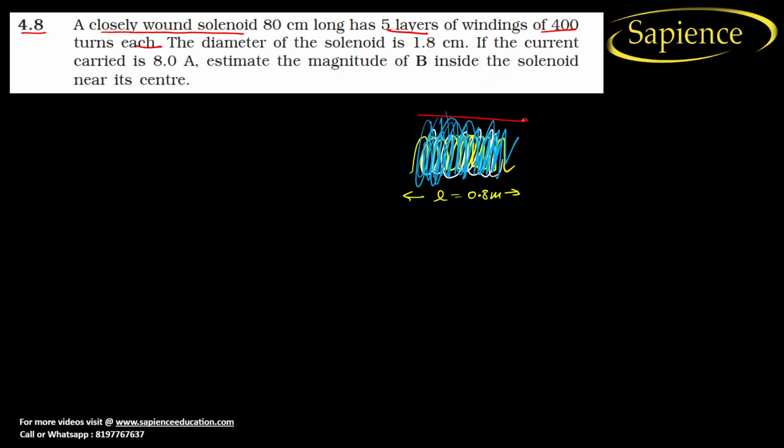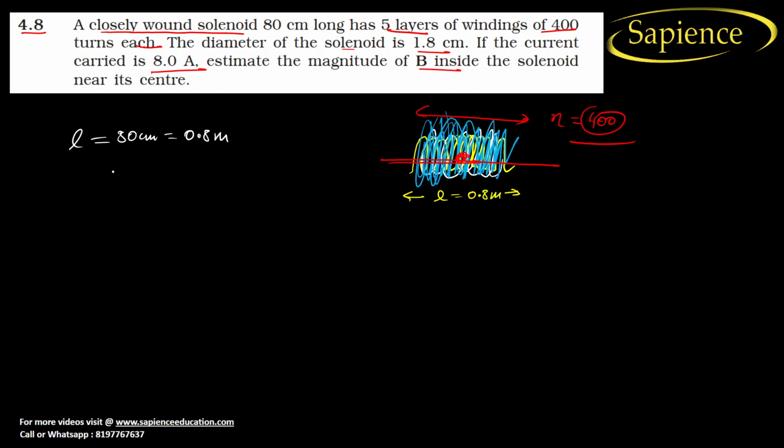So one layer contains how many turns? The number of turns is 400, right? The diameter of the solenoid is 1.8, and the current is 8 ampere. Estimate the magnitude of B inside the solenoid, at the center point or inside the solenoid. So let's write all the data they have provided. The length is 80 centimeter, so convert it into meter. This will be 0.8 meter.